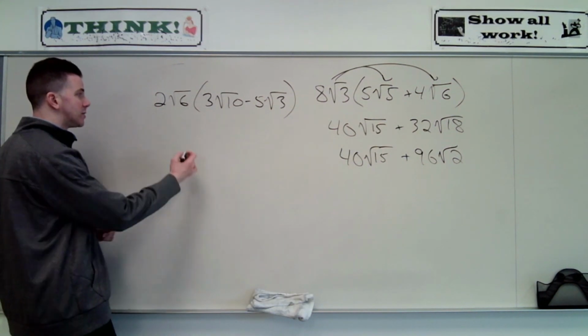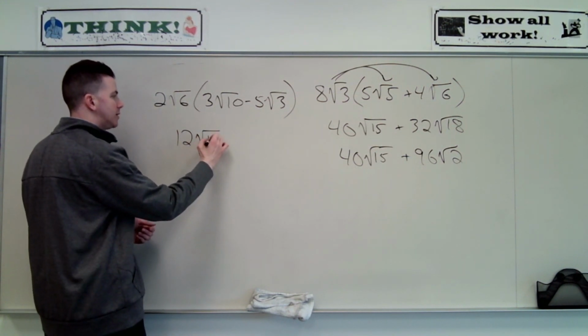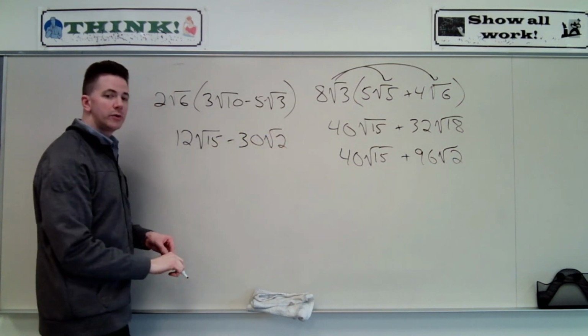Okay, let's check out the answer to this. So this would end up being 12 square roots of 15 minus 30 square roots of 2.